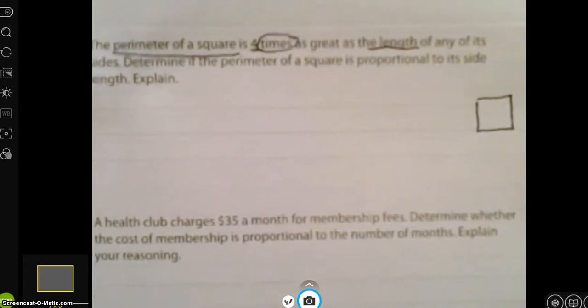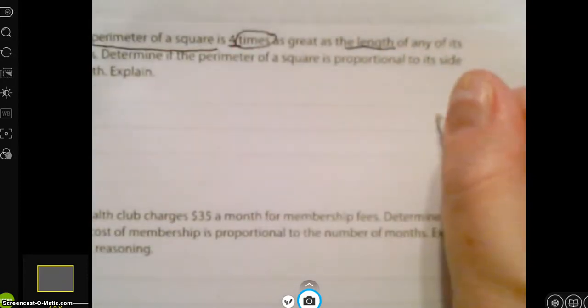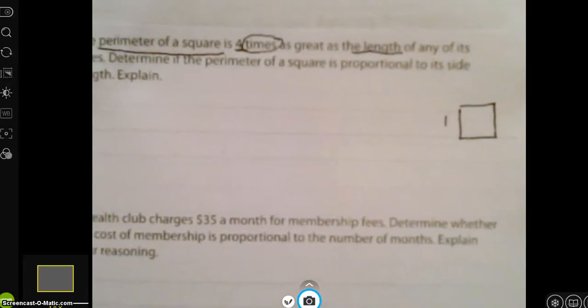Okay, so if you think about it, if I have a square here, if I have a side length of 1, let's go ahead and write this out, then that means my perimeter is going to be 1 plus 1 plus 1 plus 1, right? So if I have a length of 1, the perimeter is 4. Okay, like let's just say this was inches. 1 inch plus another inch is 2, plus another is 3, plus another is 4. Right? So the perimeter is 4 times the length, right?